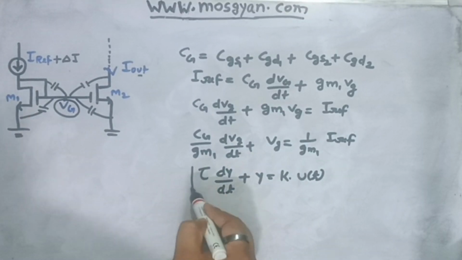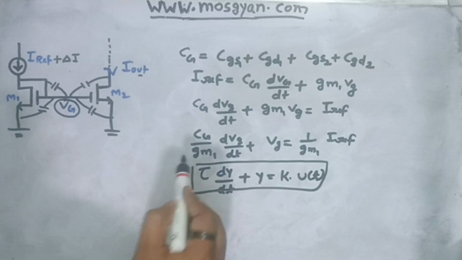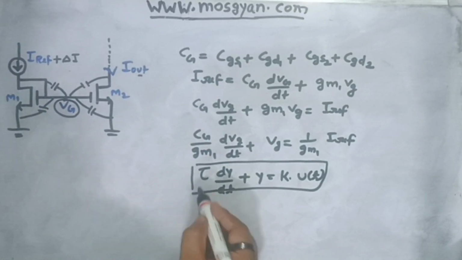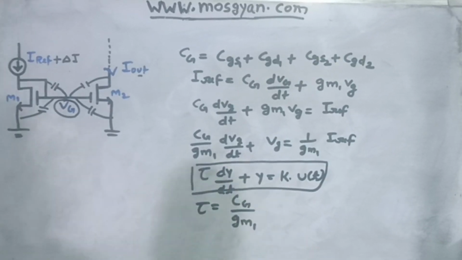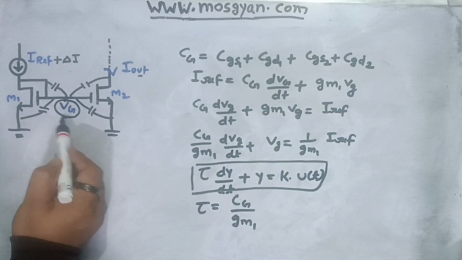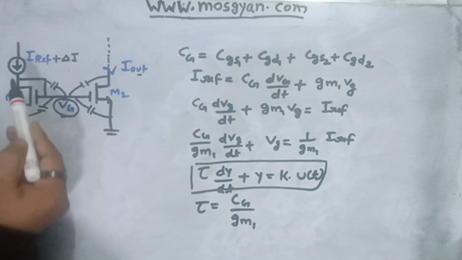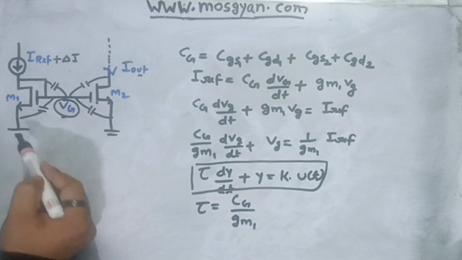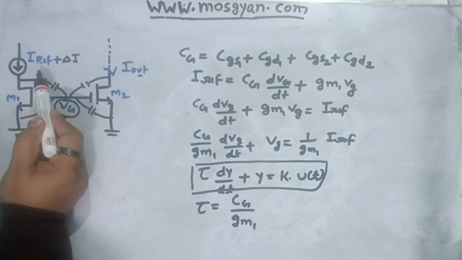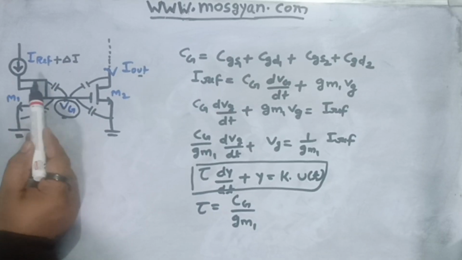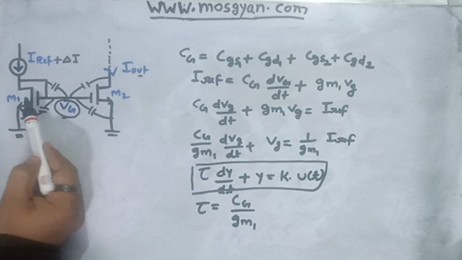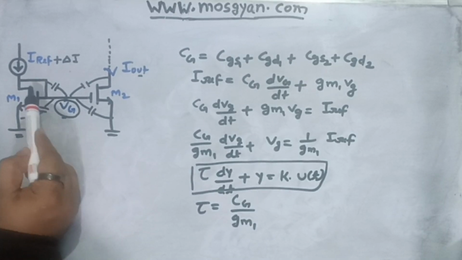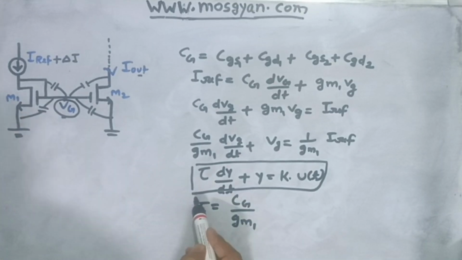So if you compare the standard equation with the equation which we have derived, you will get the value of tau equal to Cg upon Gm1. So this is the time constant value which this gate potential will take to settle its voltage if there is any change happening in the I reference current. If you know the basic operation of a current mirror, as soon as the current changes, in order to support the same amount of current, the gate potential or drain potential of this diode connected MOS will change. So the amount of time it will take to settle its voltage, that's what we have calculated here.